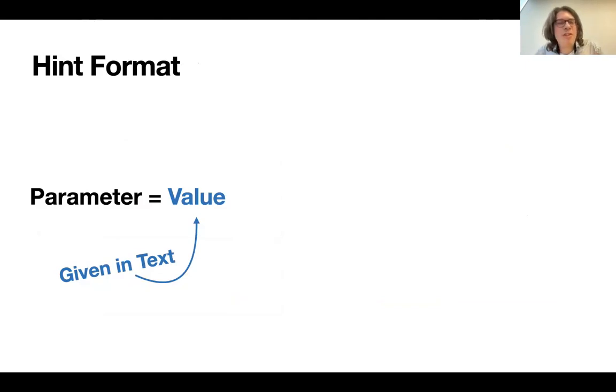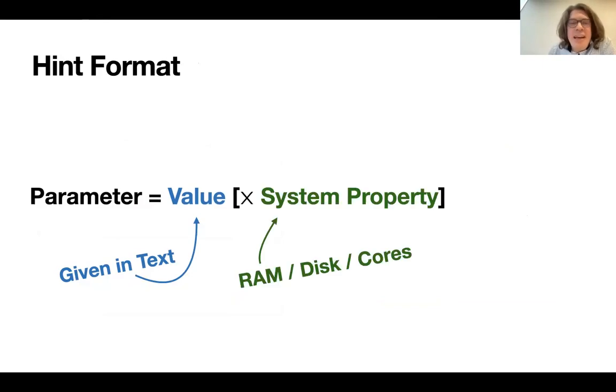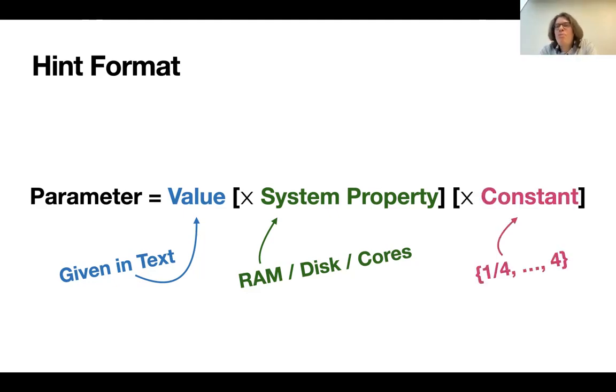So generally, we consider formulas that are assigning to the parameter a recommended value, which integrates a value that is explicitly mentioned in a text document, as well as potentially some values that are derived from system properties, such as the amount of RAM, the amount of disk, and the number of cores. And then finally, we give the system some power to deviate from the proposed values by multiplying the proposed values by a factor between 1/4 and a factor 4. So we can significantly deviate from the recommended values, but if we want to deviate by more than factor 4, then perhaps we want to disregard the corresponding hint entirely.